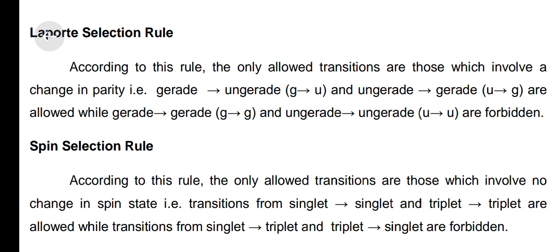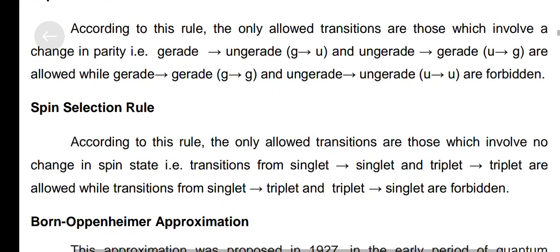Spin selection rule: according to this rule, the only allowed transitions are those which involve no change in spin state. Transitions from singlet to singlet and triplet to triplet are allowed, while transitions from singlet to triplet and triplet to singlet are forbidden.